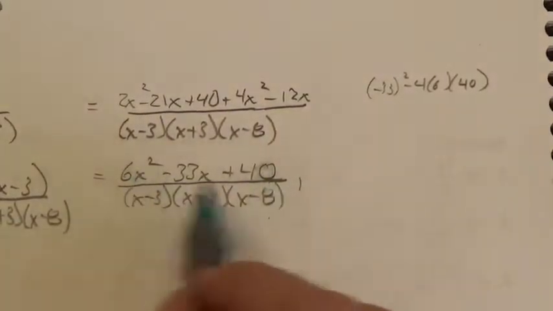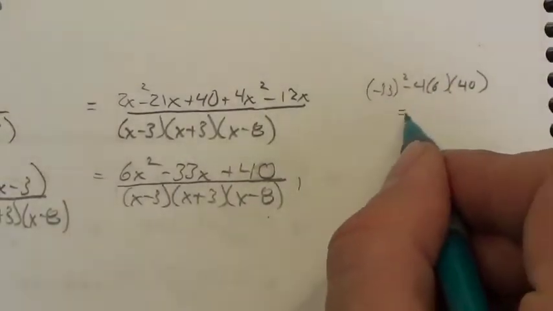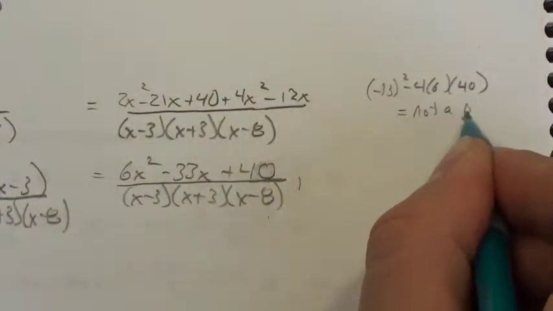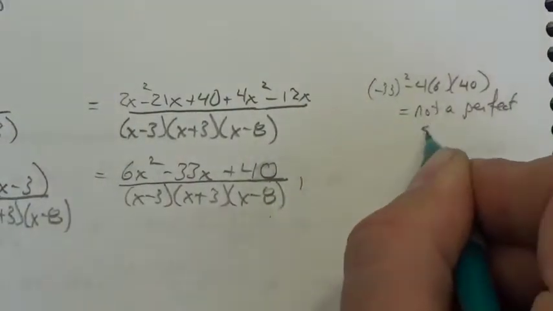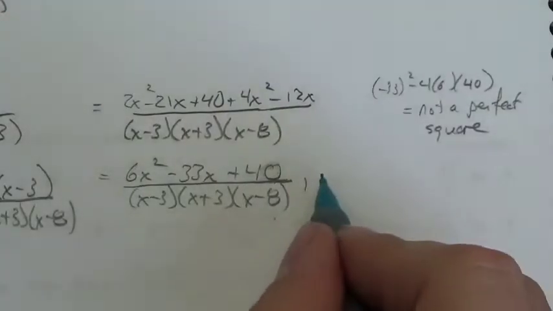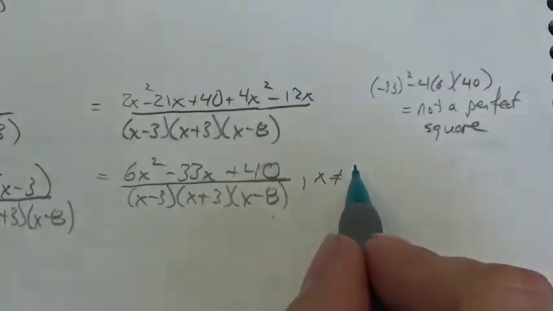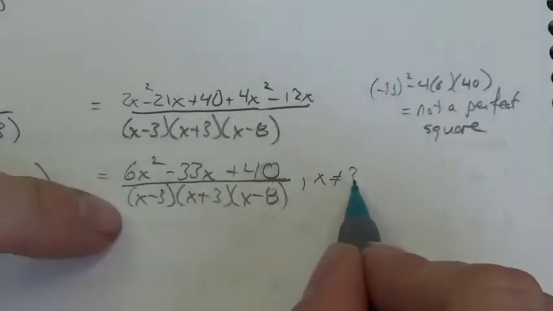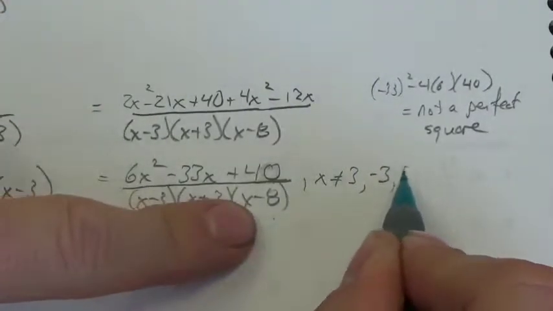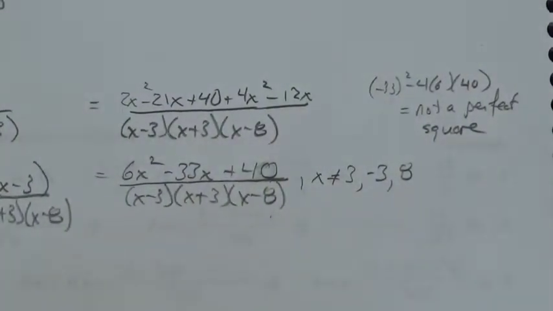Now, hopefully you can recognize quicker than that whether or not that's factorable, but if you can't, that discriminant is always a really good little tool here. So this is not a perfect square. If it was a perfect square, then you could have factored that. Now, even though nothing canceled, I should still list the non-permissible values, so x cannot equal 3, can't equal negative 3, can't equal positive 8. There's my answer. Let's take a look at another one.